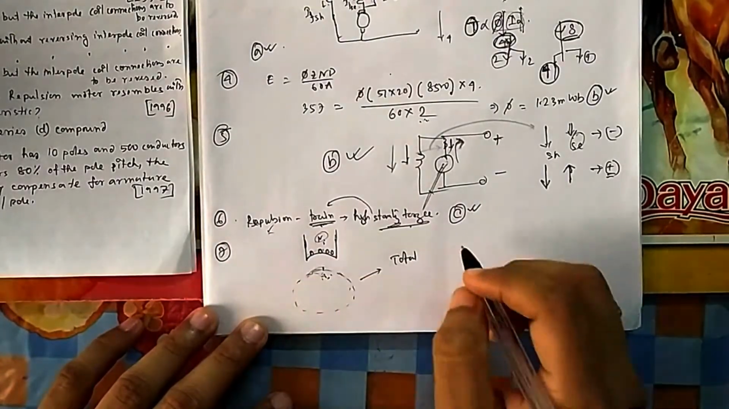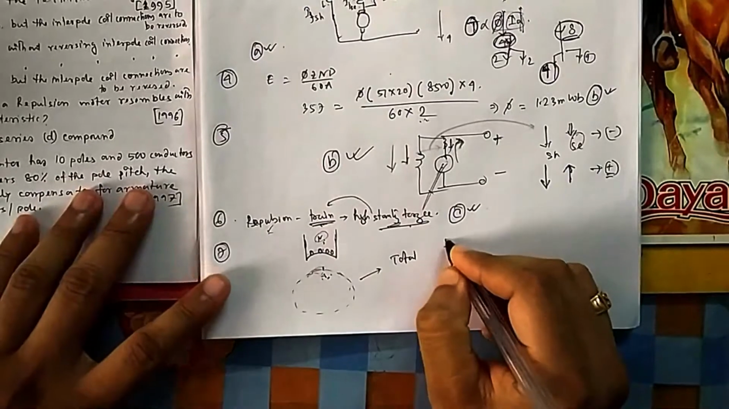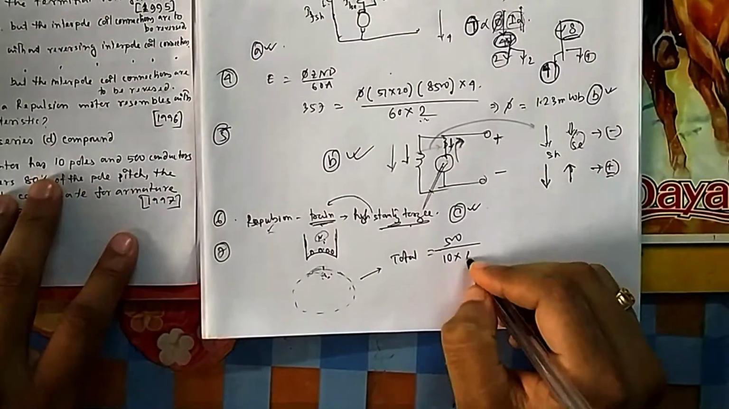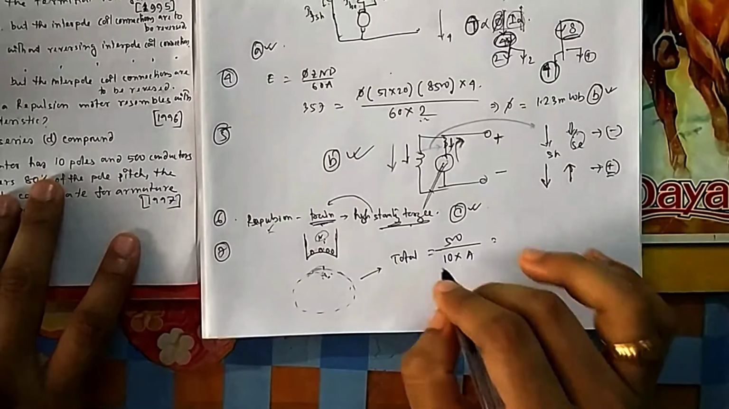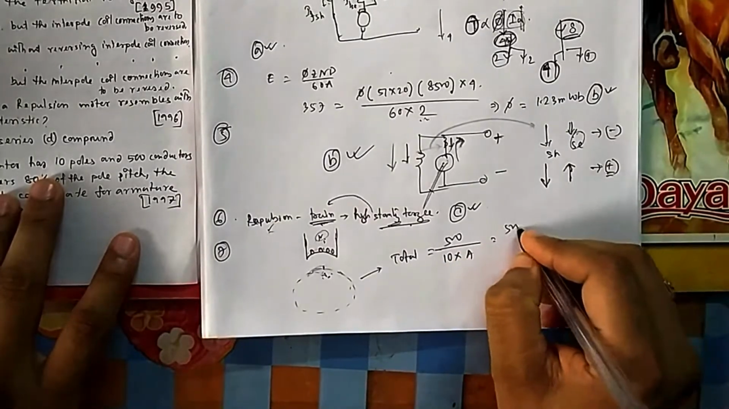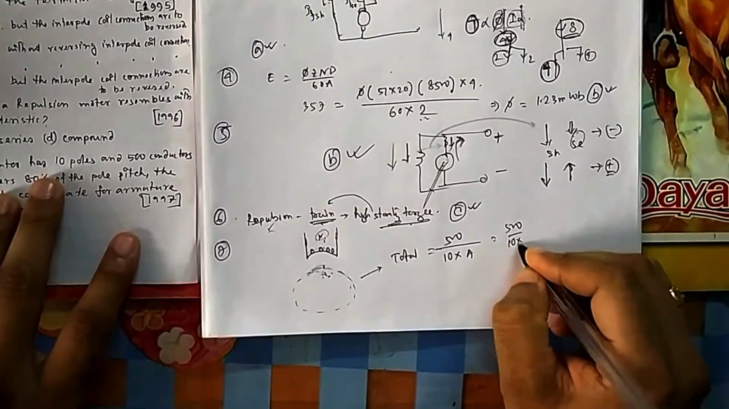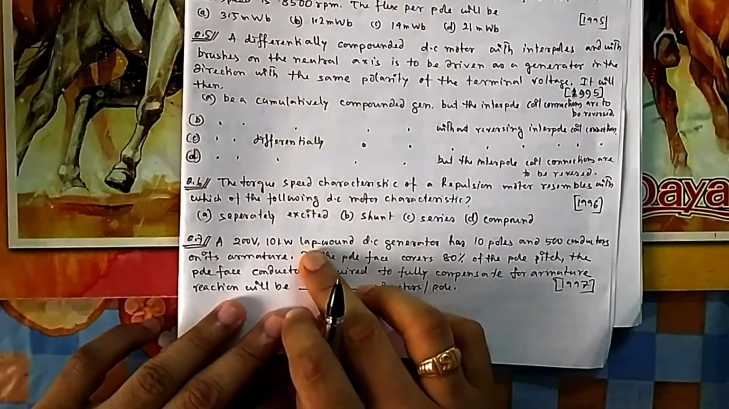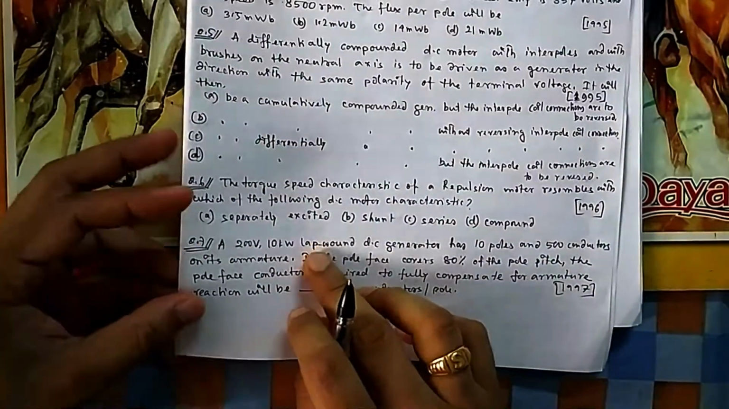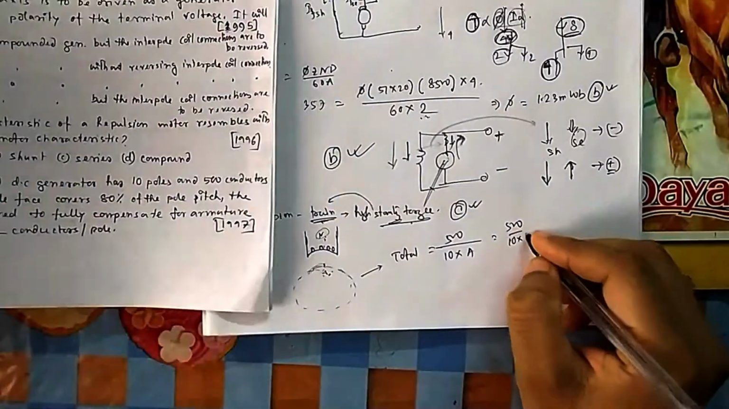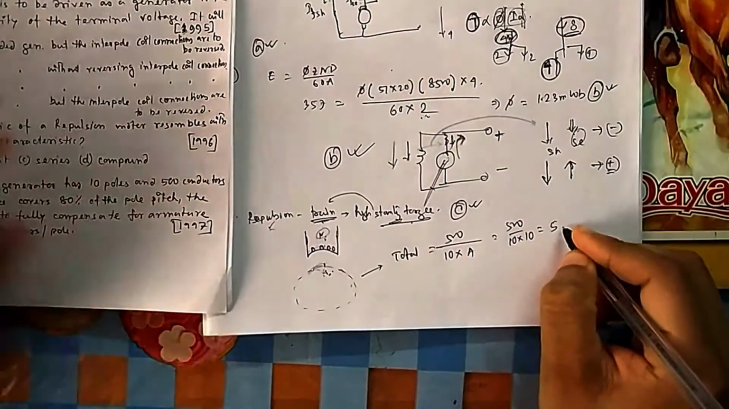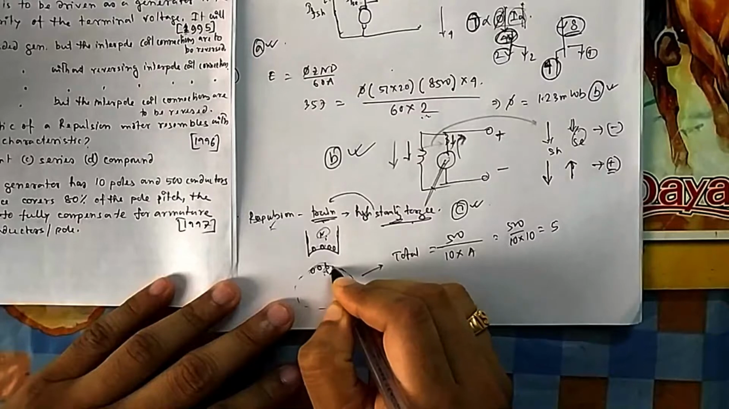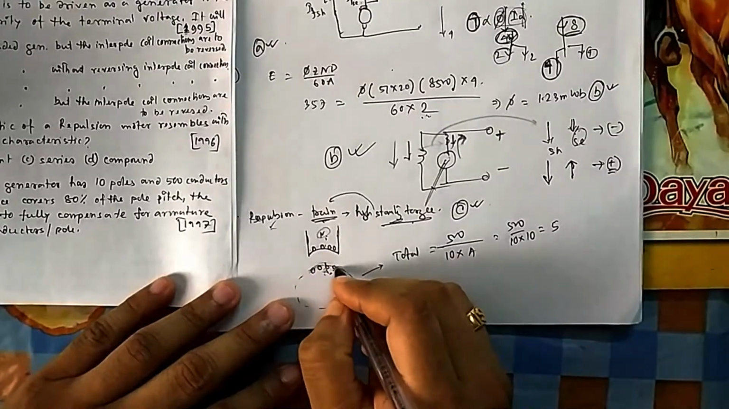So how many conductors are there per pole? The total is 500, divided by the number of poles, 10. I am also dividing by the number of parallel paths. Why divide by parallel paths? It will be clear at the end. How many parallel paths are there? Because it is lap wound, the number of parallel paths equals the number of poles, that is 10. So you can see it is 5 conductors. There are 5 conductors under each pole, but not exactly 5.